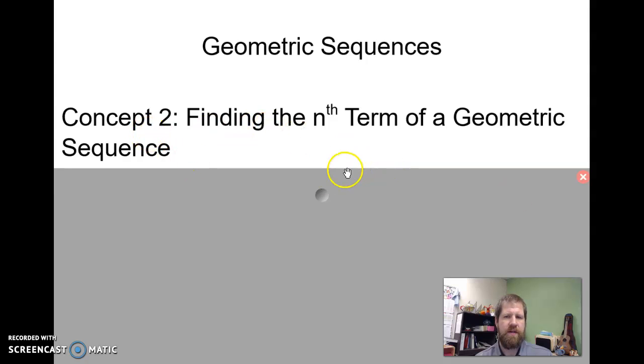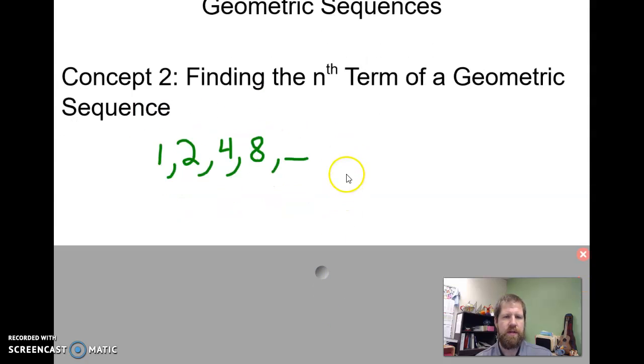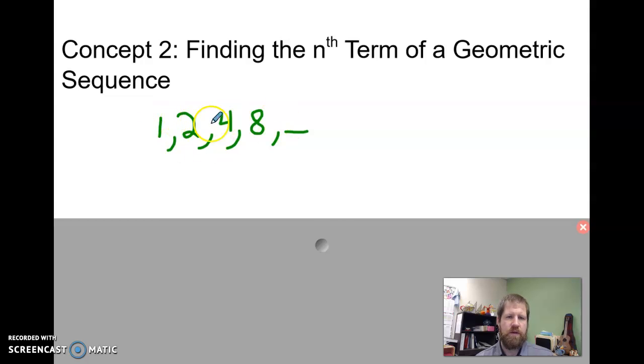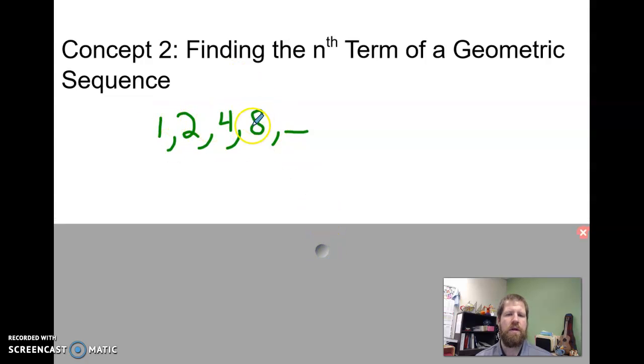Concept 2, finding the nth term of a geometric sequence. So we've got our sequence here, and last time we were looking at finding the next three terms in the sequence. Now we're looking for finding the nth term, some other term maybe out here, that we don't have to find every term before it in order to find it.